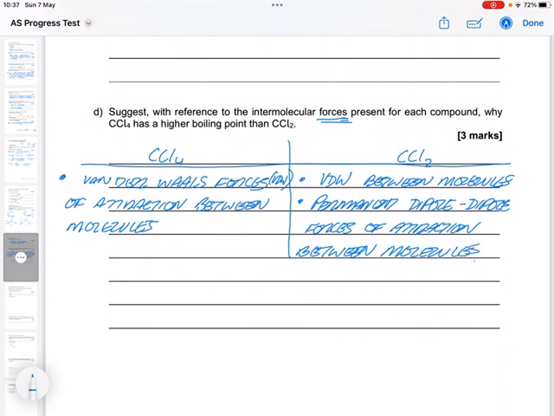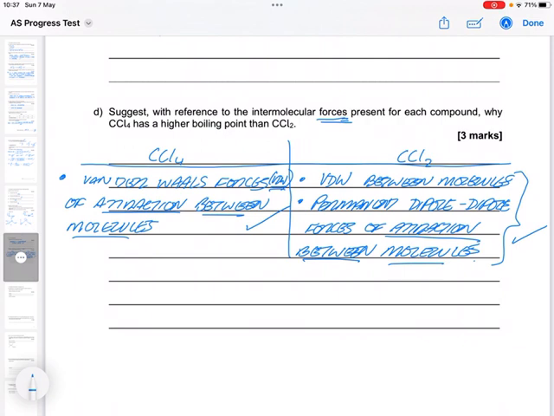So key thing, remember we don't abbreviate until we've written it out once and put that in brackets. Whenever we talk about attraction, we always have to state that it is between whatever is present, and in this case they are both molecules. Okay, so that's the 2 marks, and you need both of those intermolecular forces for that second mark there. That one's relatively straightforward.